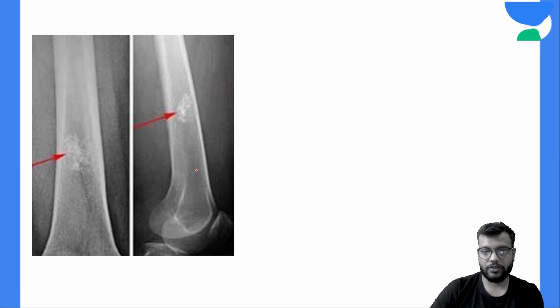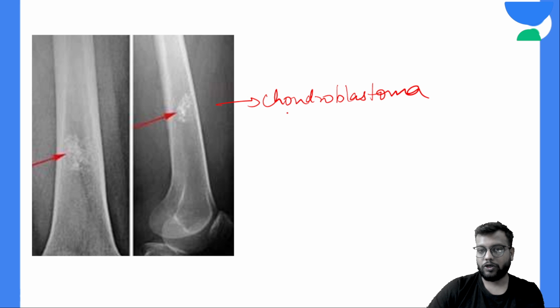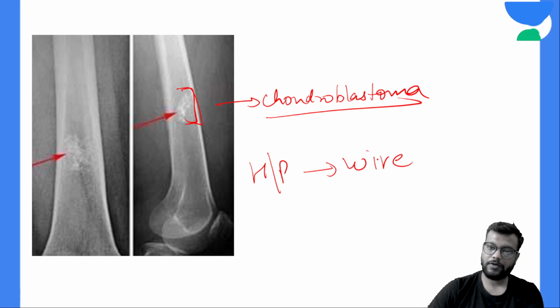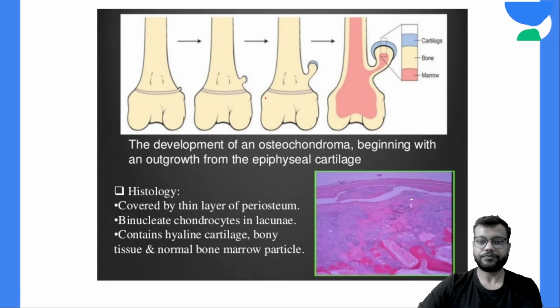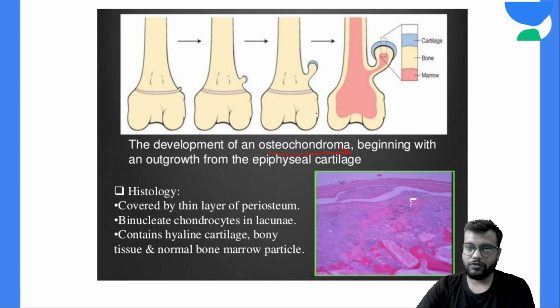This is your chondroblastoma, where there will be dot calcification. On histopathological examination it is seen with a chicken wire appearance, and there are also scattered giant cells in chondroblastoma. This is osteochondroma, pedunculated type.